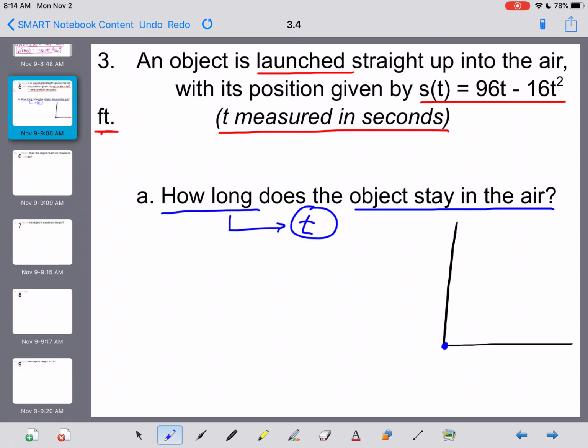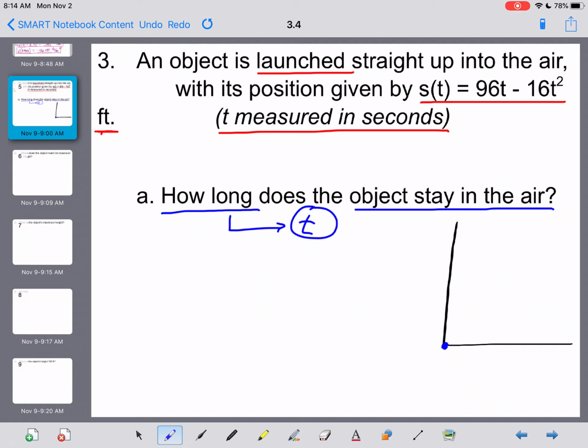Now, it does say that the object is launched straight up into the air. So your graph, if you were to envision yourself maybe sitting on the other side of a field, watching a rocket go up and then come back down, the object would go up and then it would come right back down and you'd end up right back here where you started. That's a really boring graph. Plus, it doesn't help us that much. So I'm going to undo that.